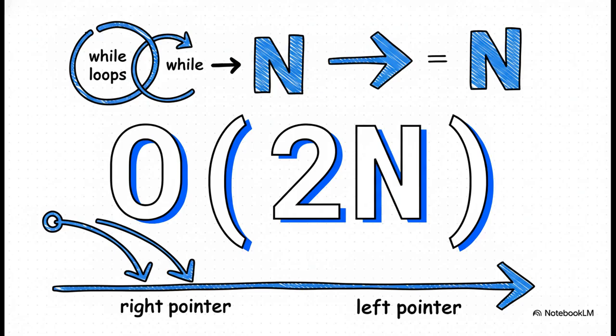It's O of 2n. Why? Because that right pointer only ever moves forward across the array, and the left pointer only ever moves forward to catch up. Neither pointer ever resets or goes backward. In the absolute worst-case scenario, each pointer travels the length of the array exactly once. N plus n equals 2n.